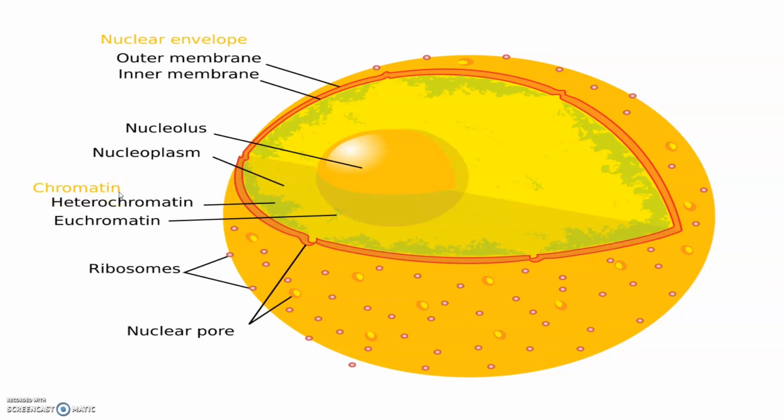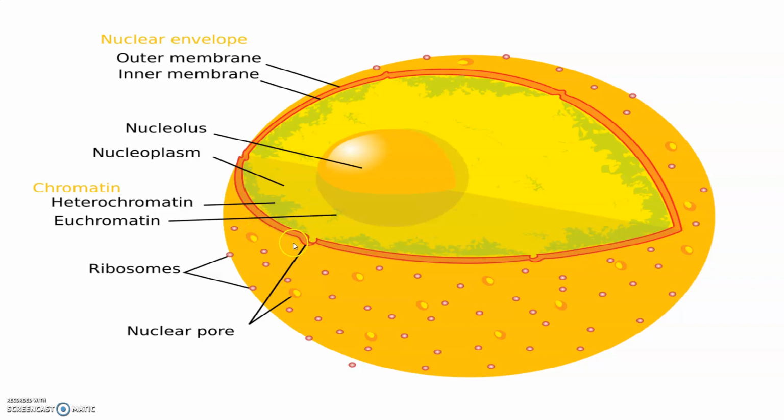These chromatin fibres change into chromosomes at the time of cell division. So apart from chromatin, the nuclear matrix and other spherical bodies, which are called nucleoli, or singular nucleolus, are also present. They also have a nuclear envelope, which consists of two parallel membranes and a space between them, which is called the perinuclear space.